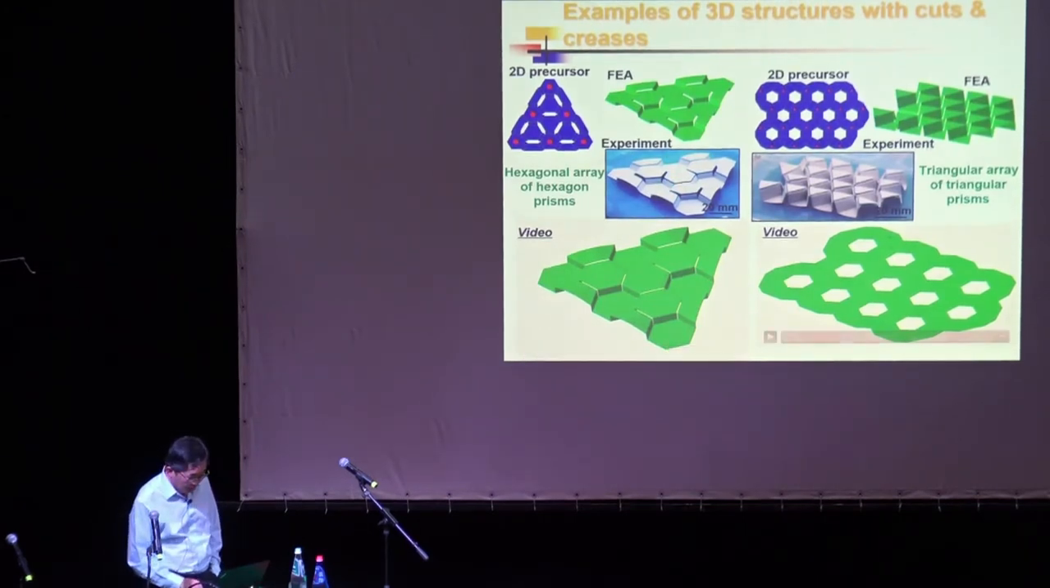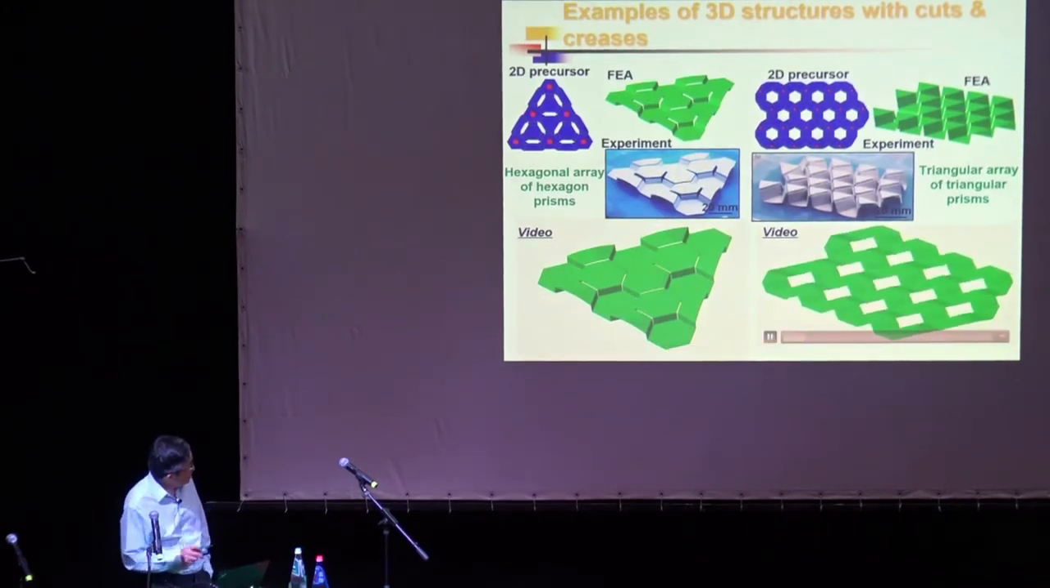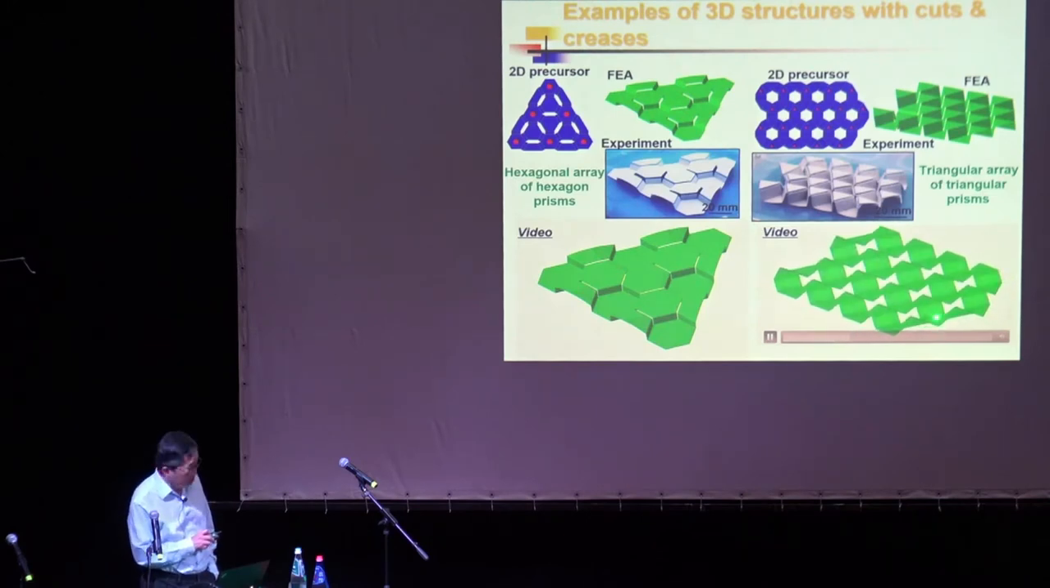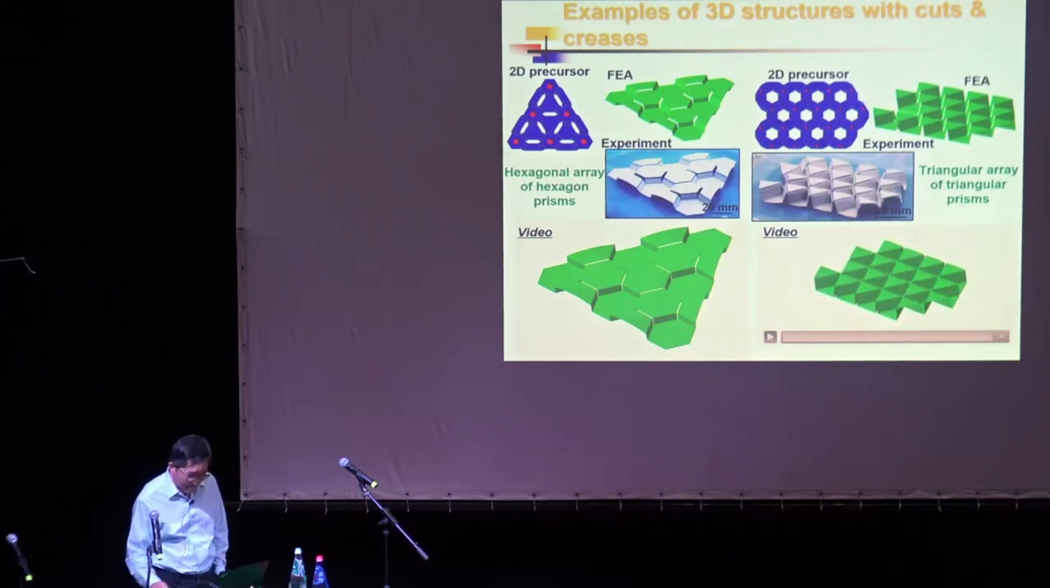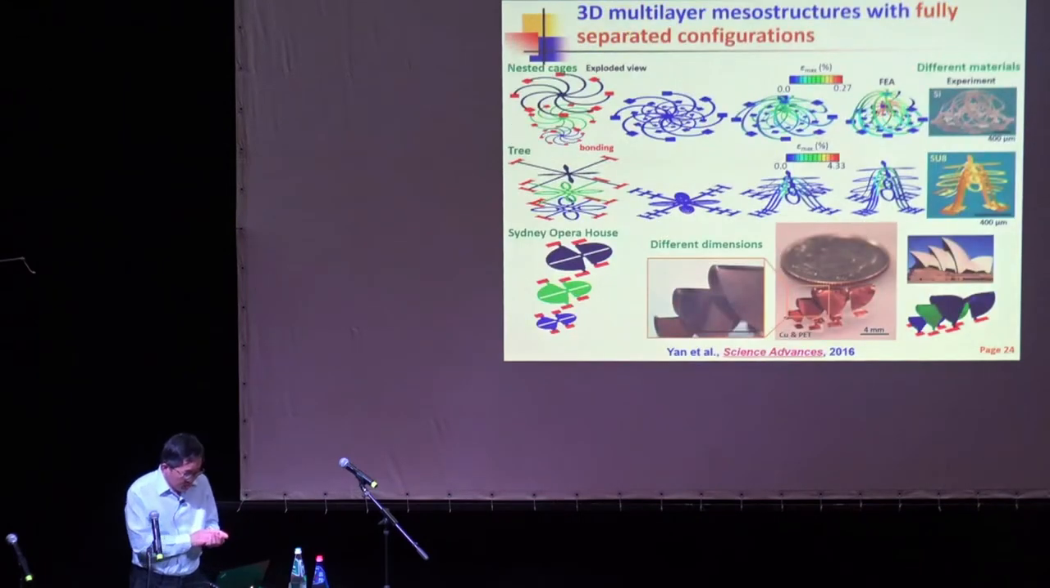Similarly, using this one, you can predict sharp edges. You can see it here. This is the theory prediction. Using finite element analysis, you can see a very sharp edge produced, and this is the experiment. Okay? So using this approach, we can really take advantage of semiconductor fab.